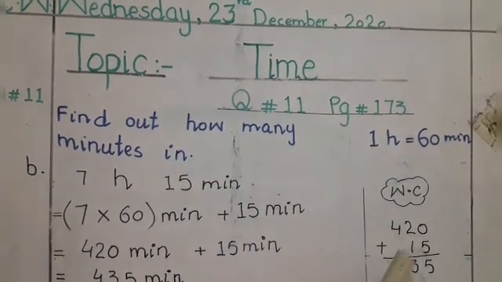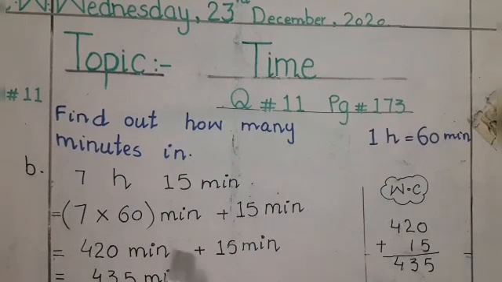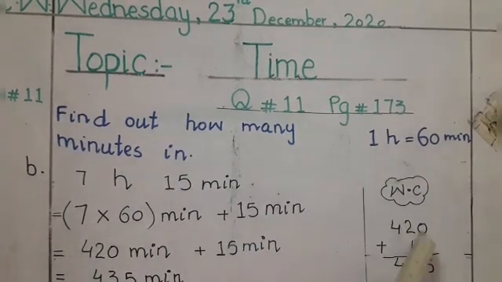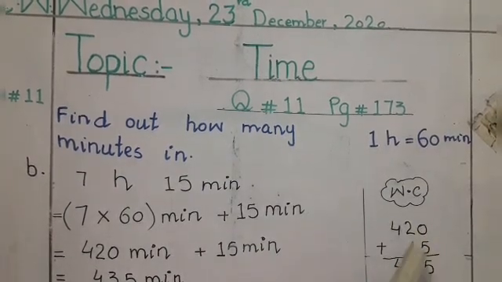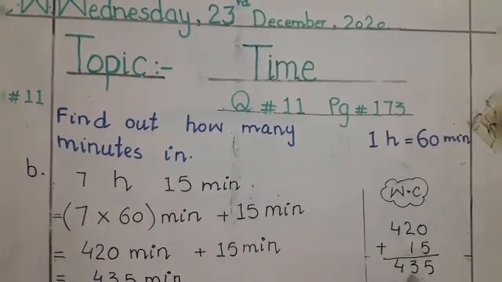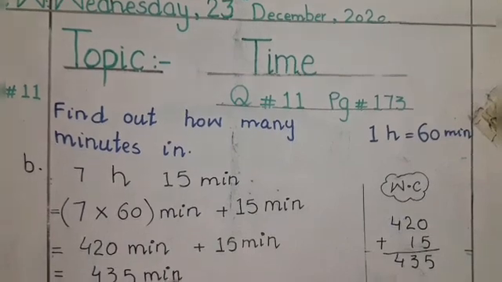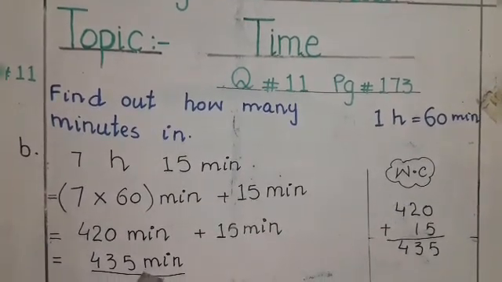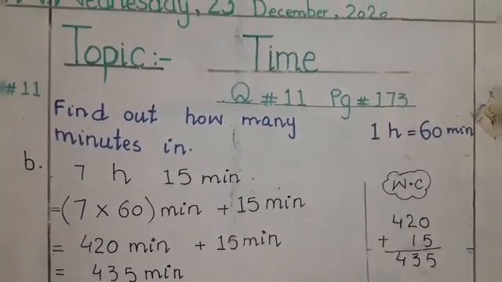Students, now we add both of these numbers, 420 minutes plus 15 minutes. 5, 0 plus 5 is 5, 2 and 1 is 3, and 4 will come as it is. So we get the answer 435 minutes. Okay, this is our answer.